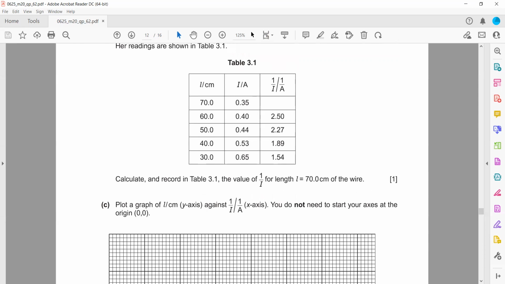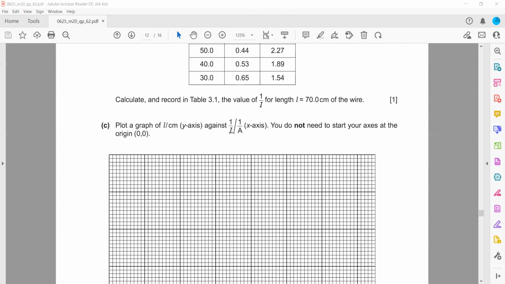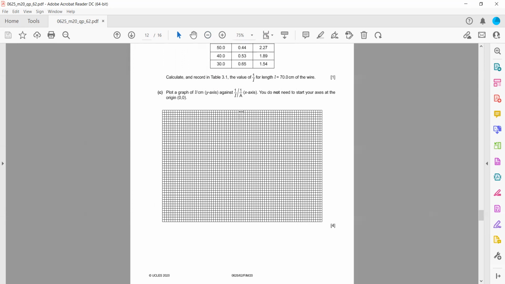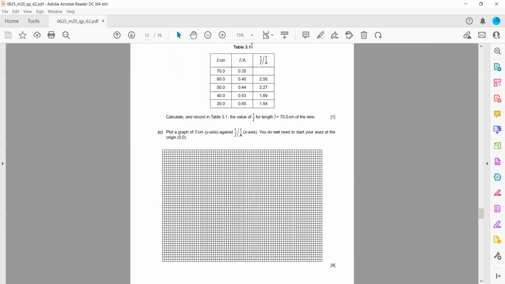So 1 over I means 1 divided by 0.35. 1 divided by 0.35 will give us the reciprocal of current, 2.86. Then we have to sketch a graph, and they already mentioned we don't have to include the origin. So if we don't have to include the origin, don't include that.